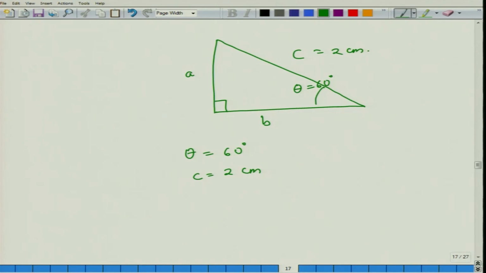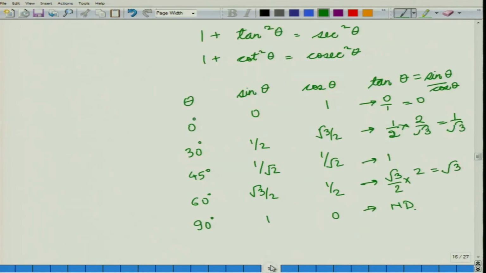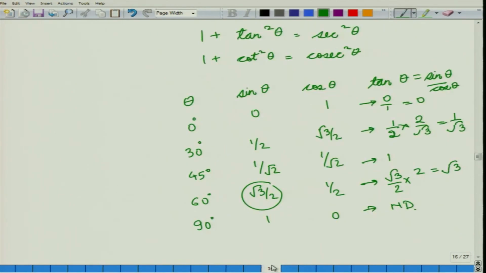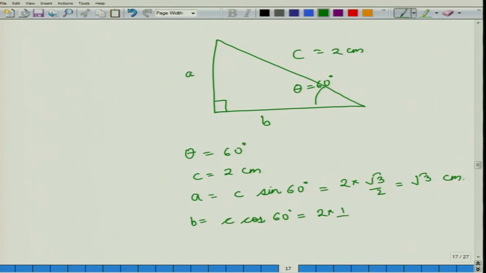This is 2 centimeters. Now, what is a? A is given by c into sin 60 degrees or c sin theta. Now, sin theta, from the last page we know that sin theta is root 3 by 2. So, this becomes 2 into root 3 by 2 equals root 3 centimeters. B equals c cos 60 degrees or c cos theta. Now, cos of 60 degrees is half. So, this becomes 2 into half equals 1 centimeter.